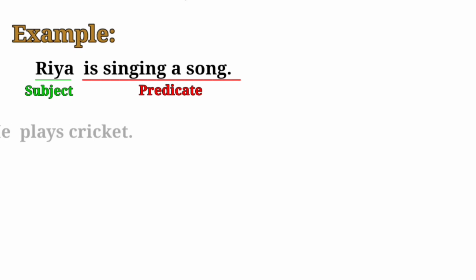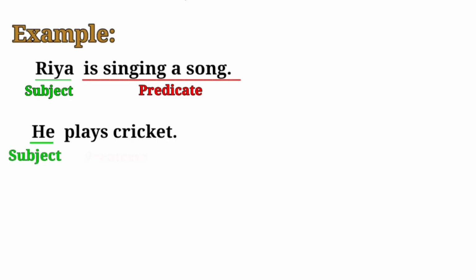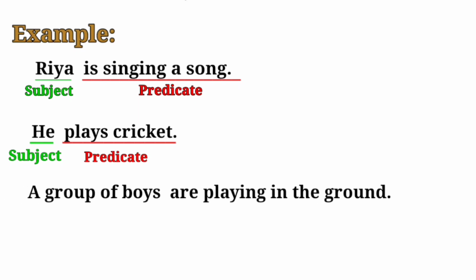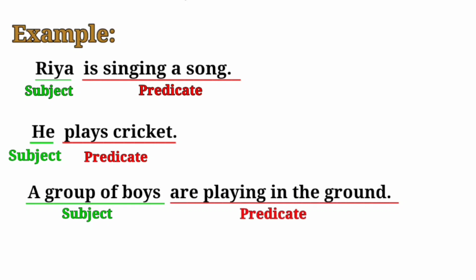He plays cricket. In this sentence, we are talking about he. So, he is the subject and plays cricket is the predicate. A group of boys are playing in the ground. In this sentence, we are talking about a group of boys. So, a group of boys is the subject of the sentence and are playing in the ground is the predicate of the sentence. So, you can see except the subject, the rest part of the sentence is predicate.